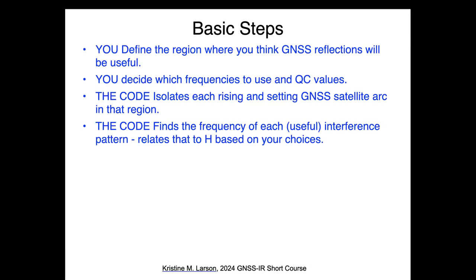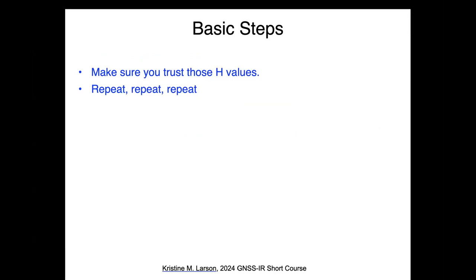And you shouldn't worry about the periodograms too much, because again, the code is supposed to do the periodograms for you. You don't have to know the frequency of GPS L1 or Galileo L2, or sorry, L5. The code is supposed to know that. So we're doing the mapping of frequency to height. Quality control, meaning you can trust your height values, and then you just do it over and over and over again, because it's not really that interesting to measure water level once. You want to measure it over and over and over again.